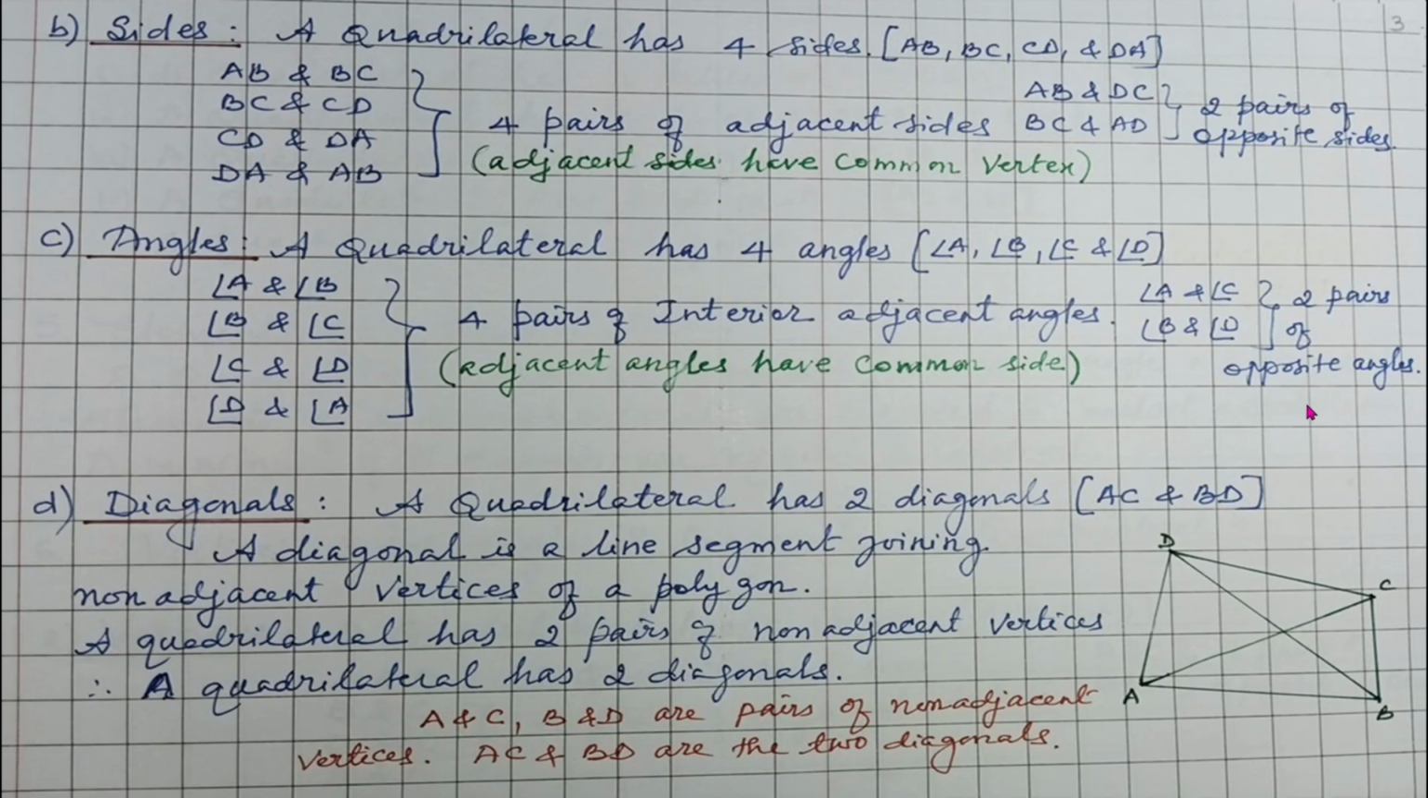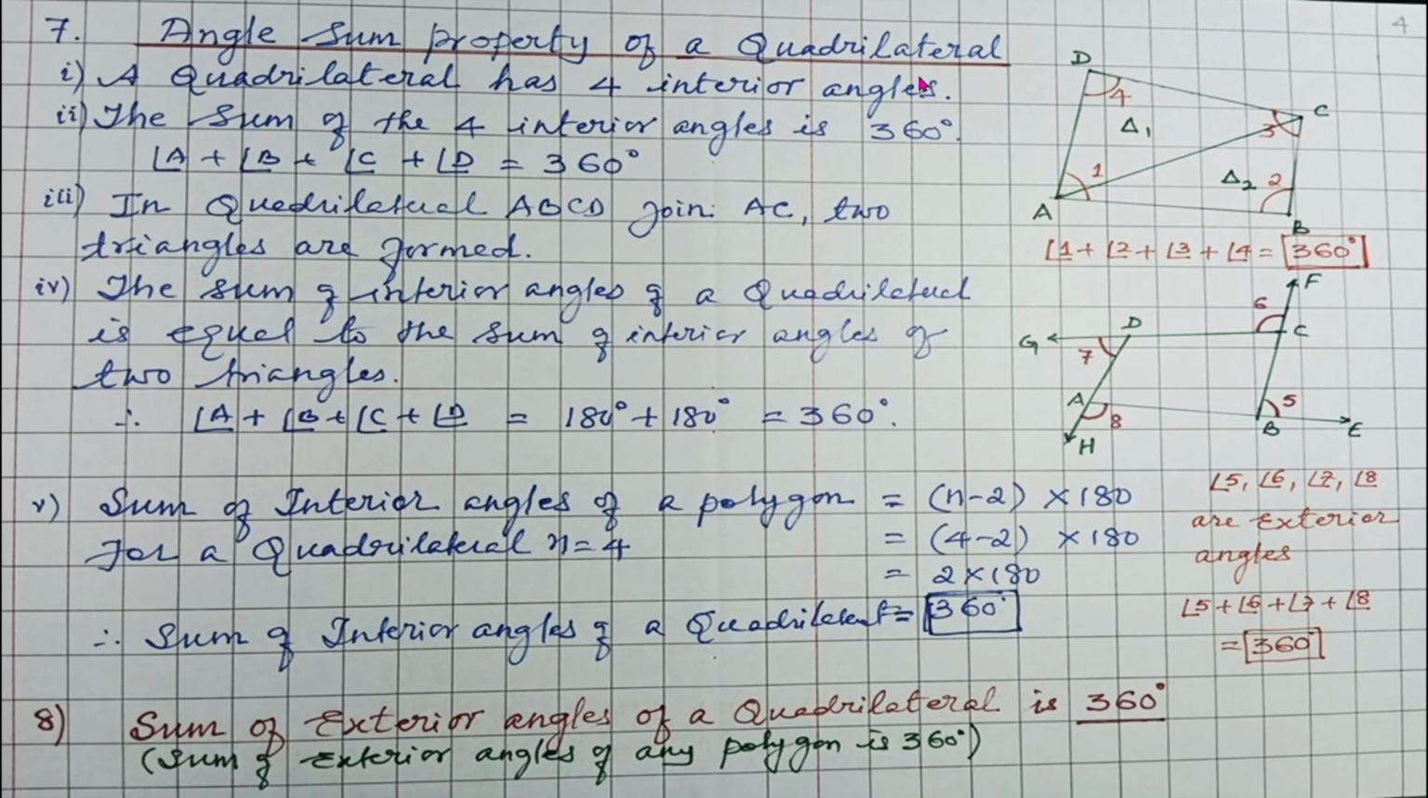Now, talking about the diagonals of a quadrilateral, we already know what a diagonal is. A diagonal is a line segment joining non-adjacent vertices of a polygon. A quadrilateral has only 4 sides, and it has 2 pairs of opposite vertices, and therefore only 2 diagonals are possible. So, A and C are opposite vertices, B and D are opposite vertices or non-adjacent vertices. If we join AC and BD, we get 2 diagonals. Therefore, AC and BD are the 2 diagonals in a quadrilateral.